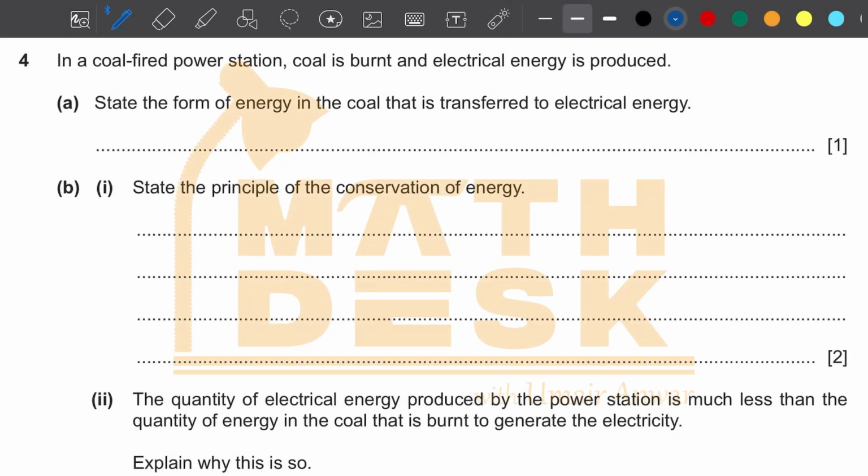Welcome to this tutorial. I'm solving question number 4 of paper 21 October-November exam series of 2021. The question says in a coal-fired power station, coal is burnt and electrical energy is produced. State the form of energy in the coal that is transferred to electrical energy. So all the fuels, they contain chemical energy and this is converted into other forms.